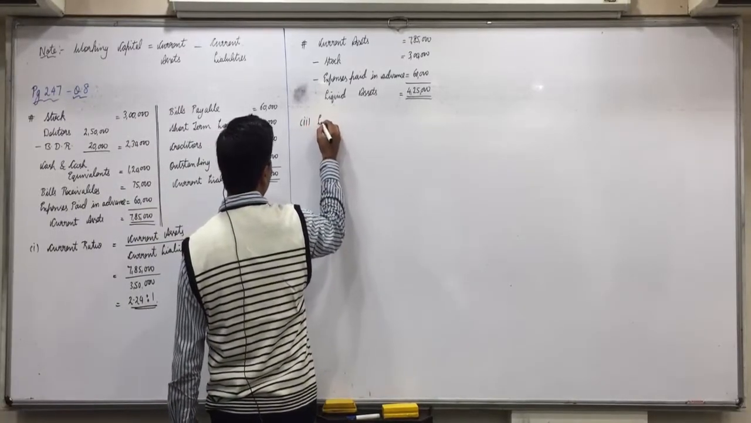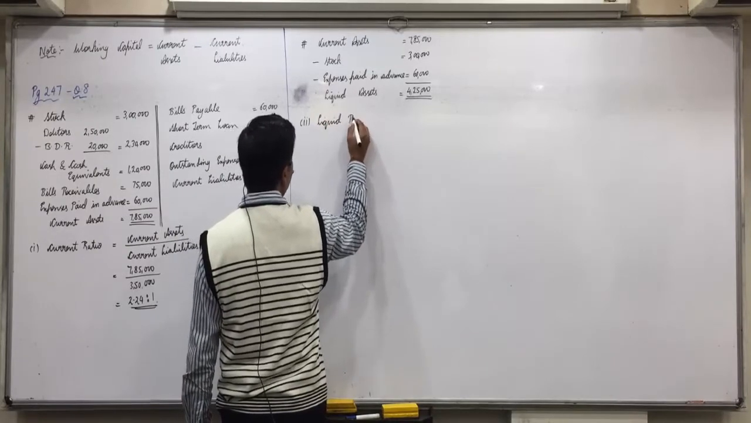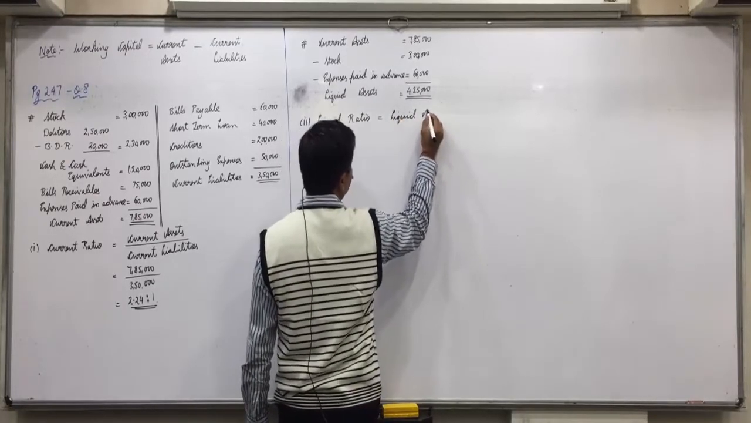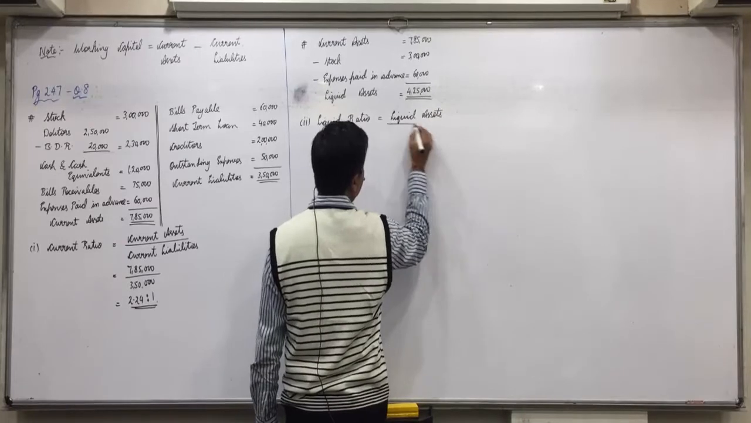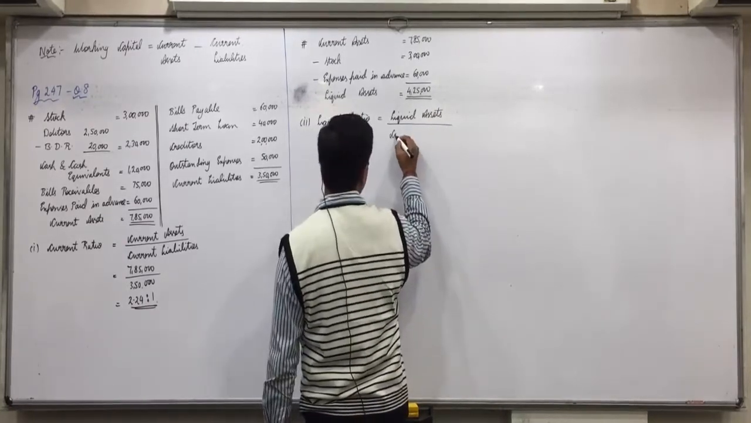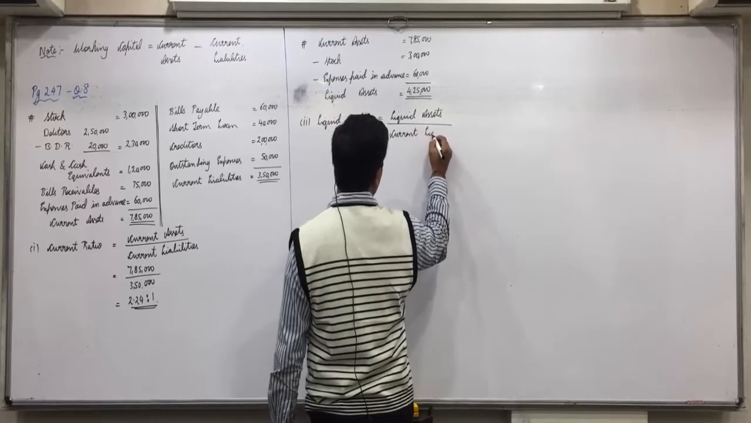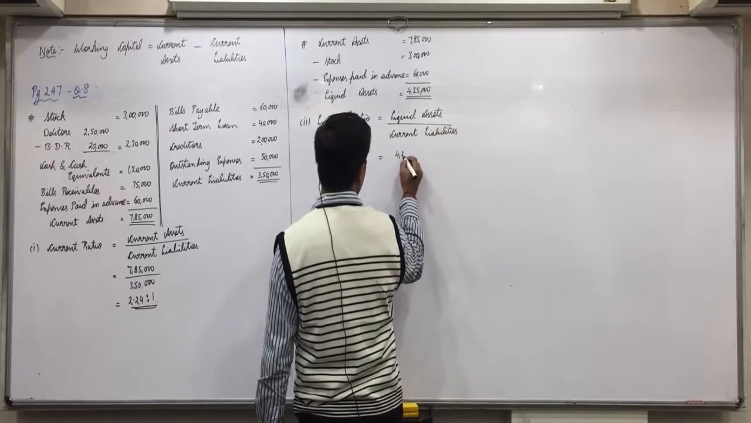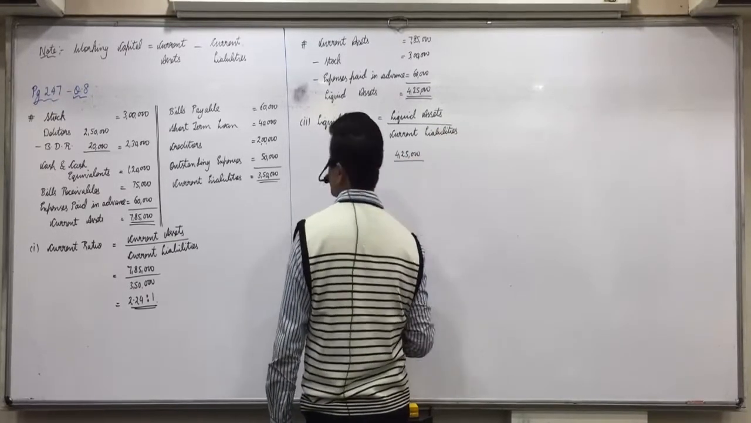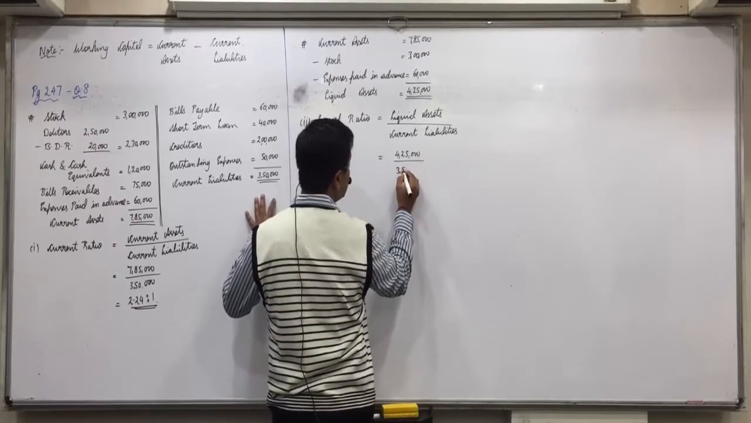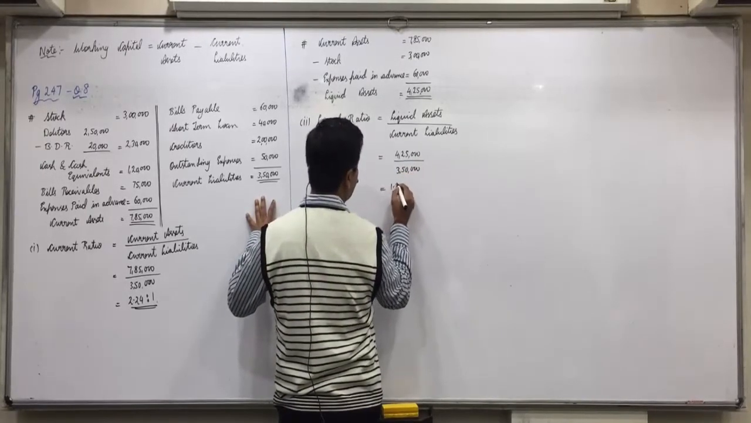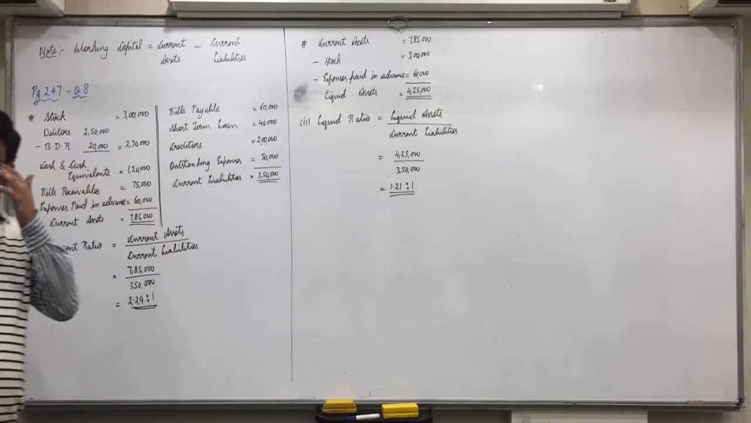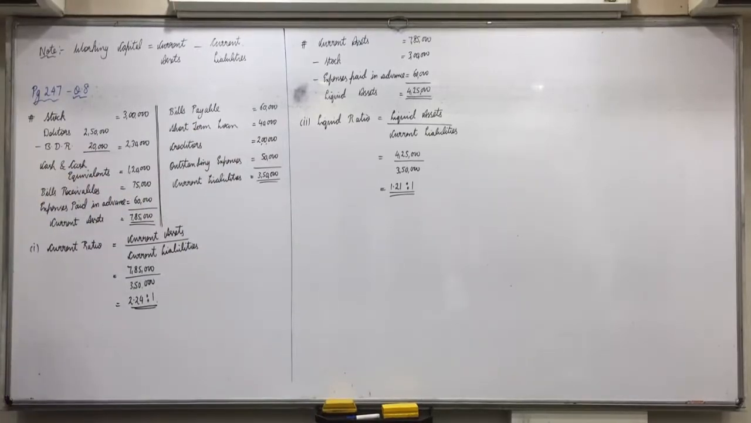So the second thing, liquid ratio is equal to liquid assets divided by current liabilities. Liquid assets 4,25,000 divided by current liabilities 3,50,000. 1.21. 1.21 is to 1. So everyone is clear with this? Any doubts in it?